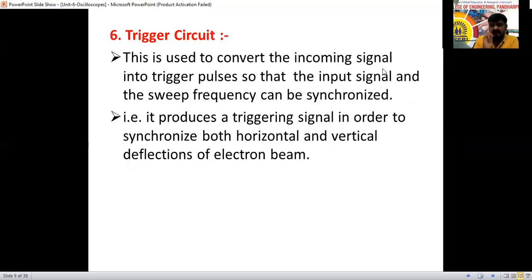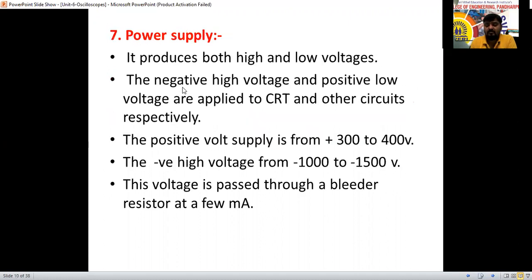So the trigger circuit, it is going to be used to trigger the signals here now. This is used to convert the incoming signal into trigger pulses. Whatever incoming signals are there, it is going to convert into triggering pulses so that the input signal and the sweep frequency can be synchronized. So based on the frequency, it is going to trigger the input signals here now.